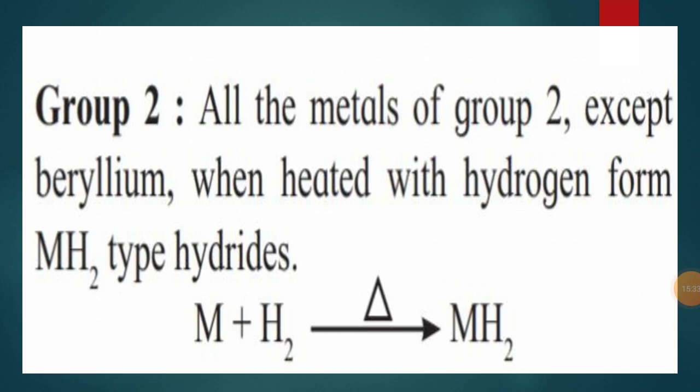In group 1 it forms MH, while in group 2 it forms MH2. Fine, both are forming hydride when reacted with hydrogen. You see, the metal of group 2, leaving behind beryllium, when it is reacted with H2, gets converted. The condition here, a triangle is being made. A triangle means it is being heated. We are supplying heat to the reaction. So when metal is reacted with hydrogen, it gets converted into metal hydride in the form of MH2.